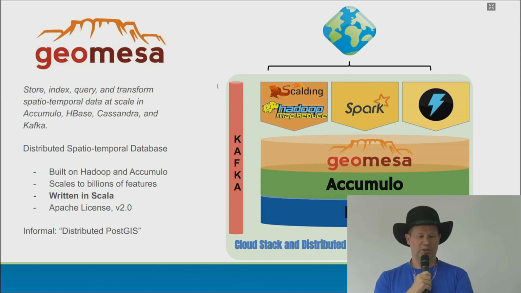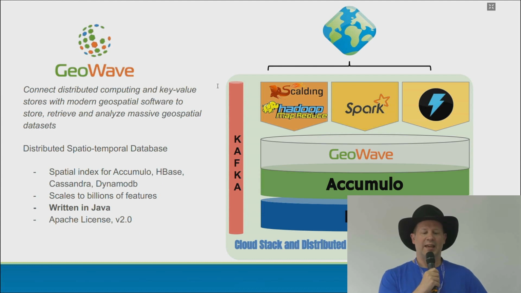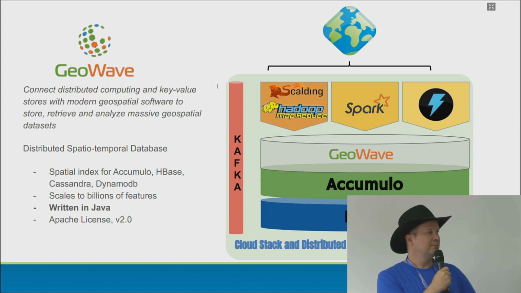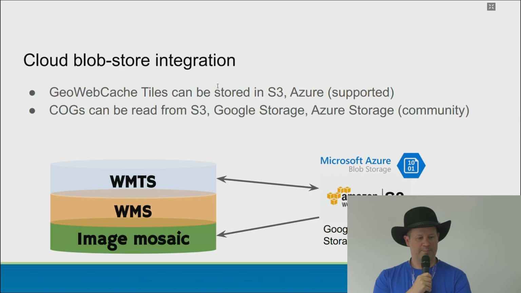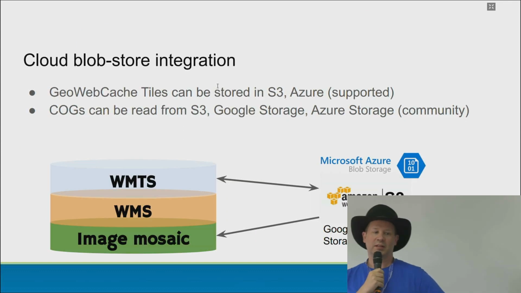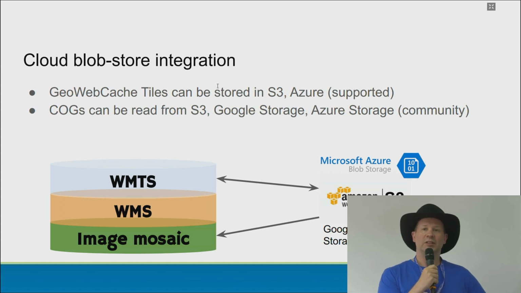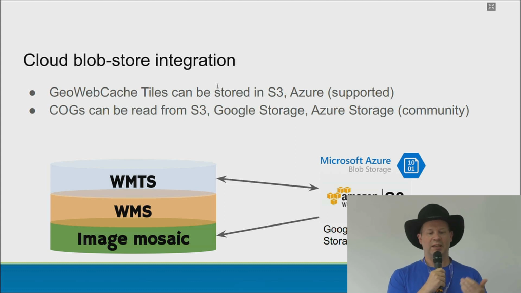Interestingly, the next project, GeoWave, is almost exactly the same setup, only this time it's written in Java, but it's still one of these Apache Spark Hadoop cluster setups. There is also just the option of using the cloud storage integration option. There's a component in GeoServer called GeoWebCache, and the tile sets can actually be stored off on relatively cheap long-term storage in S3, Google, Azure Storage, etc.